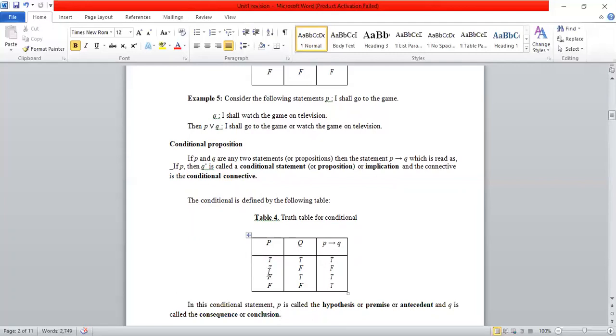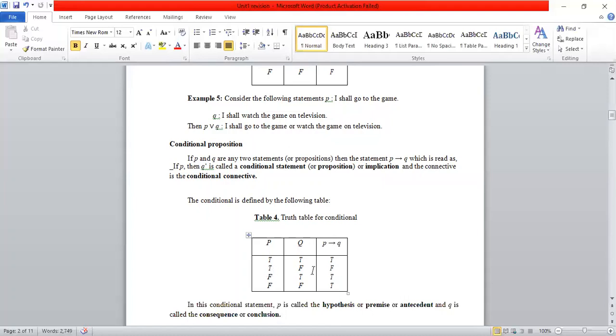When P is true and Q is false, then it is false. For all other cases, it has truth value true. Look at this: when statement P has truth value true and statement Q has truth value false, then only P conditional Q will have truth value false. Otherwise, it has truth value true. This condition you have to remember.